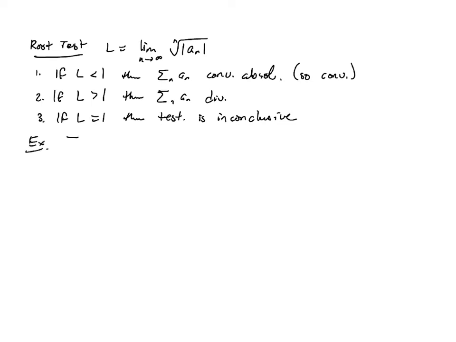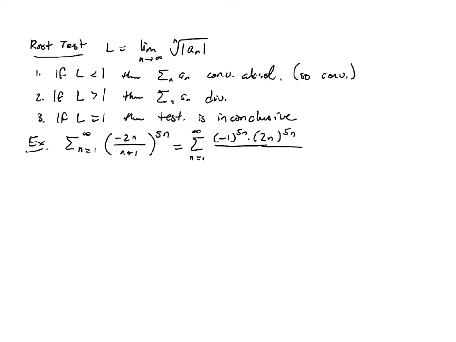So I want us to look at the summation n equals 1 to infinity of the following expression, minus 2n over n plus 1, raised to the 5n. And I'm going to rewrite this twice. So first of all, we're going to pull out that minus sign. So I get a fraction with (minus 1) to the 5n times (2n) to the 5n all over (n plus 1) to the 5n.